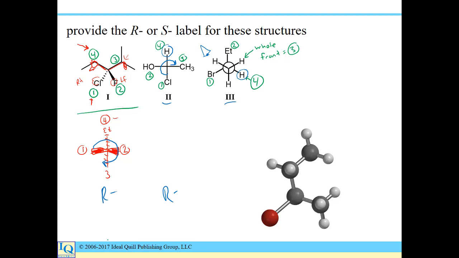So I've reproduced this molecular model here, and now we see that our first priority bromine is here, our second priority ethyl group is here, and our third priority, the whole front carbon, this CH3 unit on the Newman projection, is here. And since the fourth priority is now pointed away from us in our new perspective, we can go 1 to 2 to 3 in this way, and that would be an R isomer.